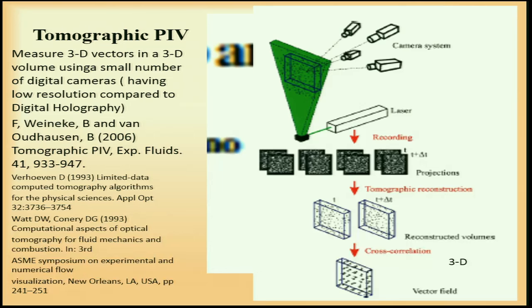reconstruct the intensity, the equivalent intensity distribution in the fluid volume. So you're not actually tracking particles. All you're doing is you divide this fluid volume up into many cubes called voxels, a generalization of a pixel, a volume pixel. And then within each voxel, you find a coincidence between these images by multiplying them together, and you get a sort of pseudo-intensity, which you then cross-correlate using 3-dimensional cross-correlation to get a vector field.